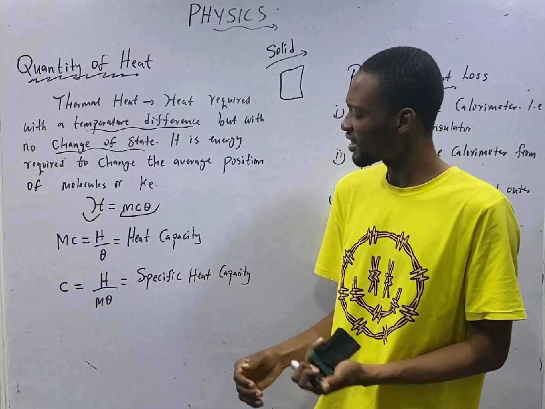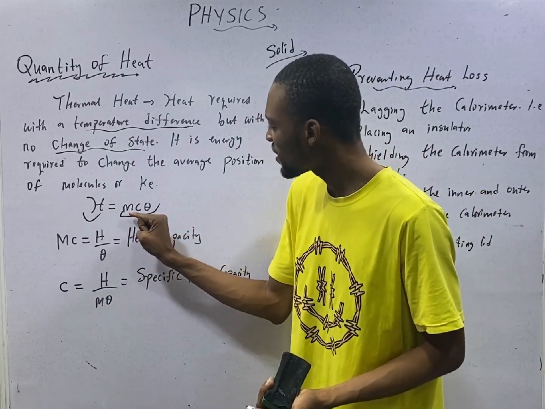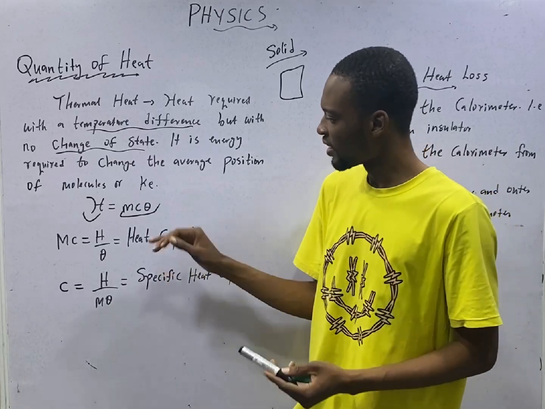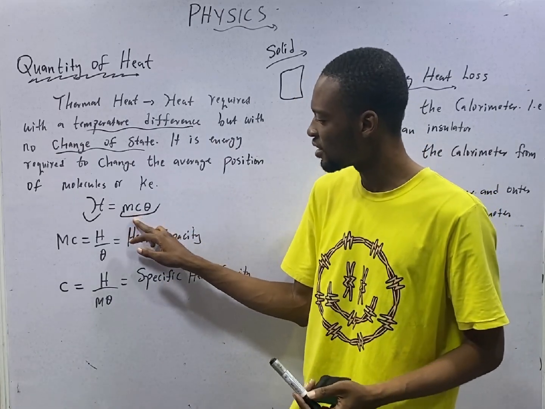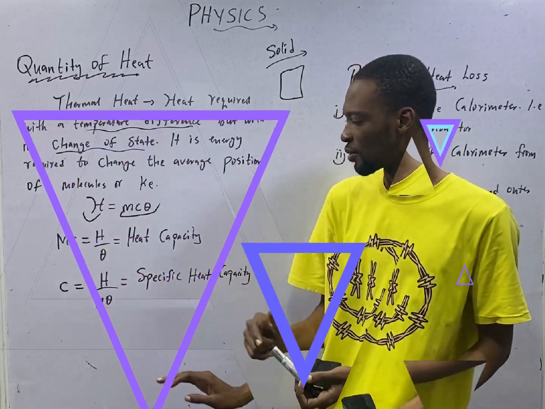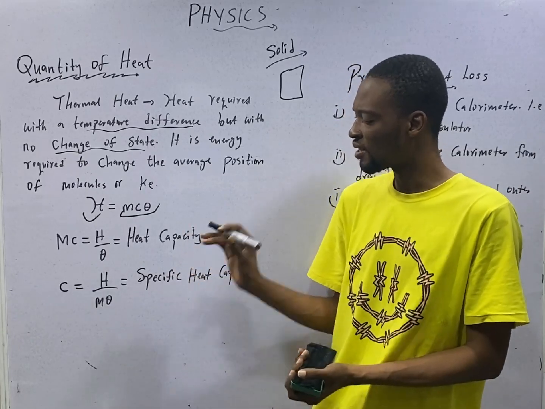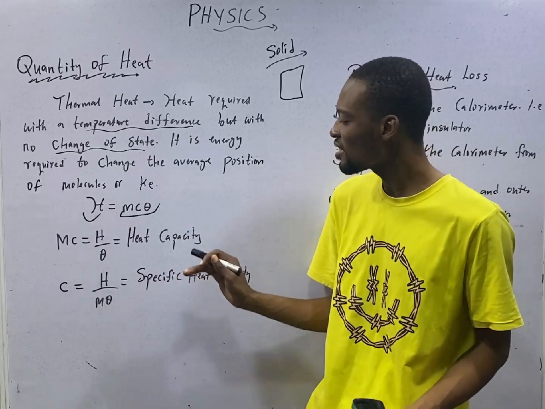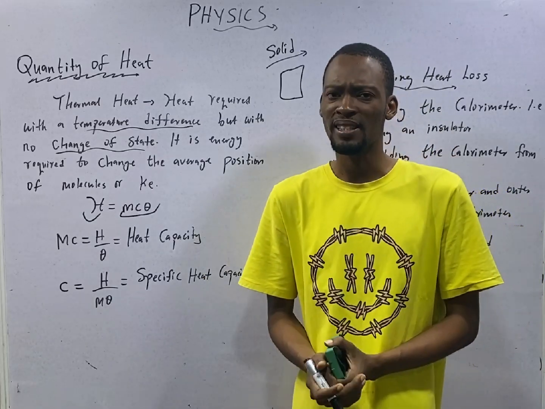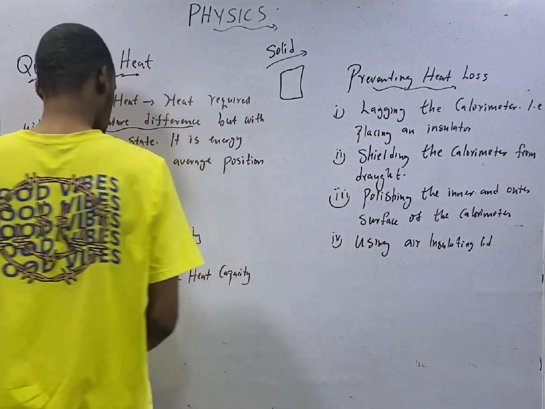On the other hand, mass times specific heat capacity is heat capacity, which means heat capacity is mc and this is equal to thermal heat divided by temperature. This takes us to the differences, the dichotomy, the disparity between heat capacity and specific heat capacity. And this is the part that a lot of students confuse. Now look at it.